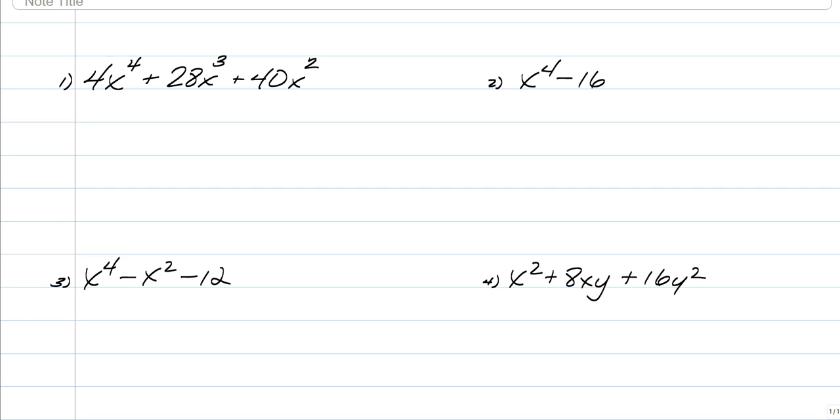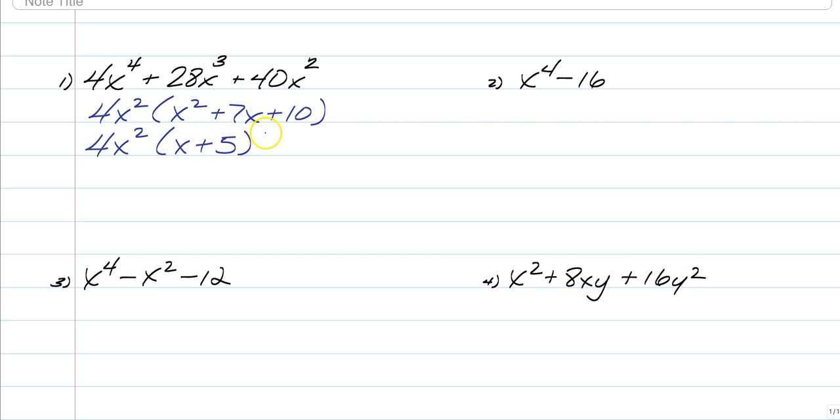So let's do this. Number 1, the first thing you always want to check for when you're factoring is a greatest common factor. Clearly we can factor out a 4x squared from this trinomial. That would leave us with x squared plus 7x plus 10. And now the inside is just a nice trinomial: what multiplies to 10 but adds to 7? Do not forget your GCF. So we would have 4x squared, then an x plus 5, and an x plus 2. And you're done with example number 1.